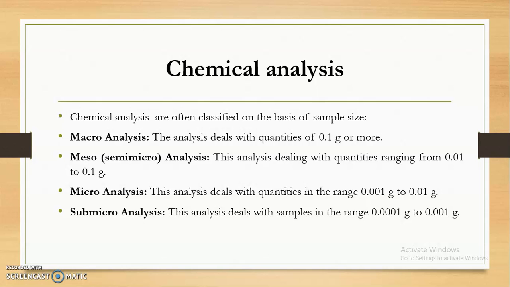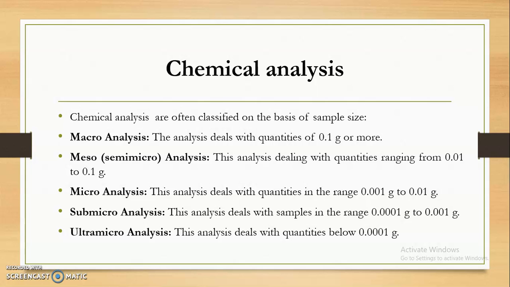And sub-micro analysis, this analysis deals with samples in the range of 0.0001 gram to 0.001 gram. In this way, we can perform the chemical analysis depending upon the sample size also. And even if small quantities are present, then we can perform the ultra-micro analysis also. This deals with quantities which are below 0.0001 gram. In this way, we can classify the chemical analysis depending upon the sample size that is present in our sample.